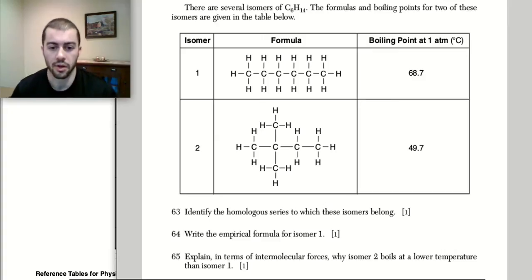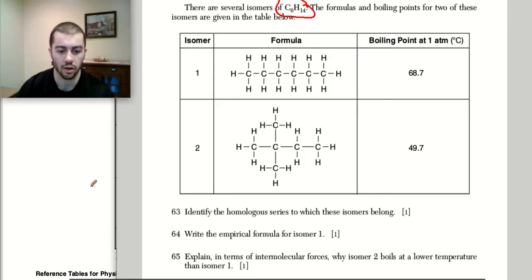Alright, in this video we're going to do questions 63 to 65 of the June 2013 Chemistry Regents exam. Okay, so we got a couple of organic compounds here. It says these are isomers of C6H14. So if we're looking at this, it asks us first, what is the homologous series to which these isomers belong?